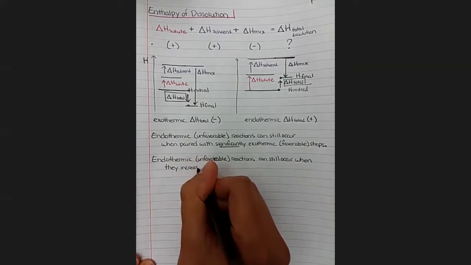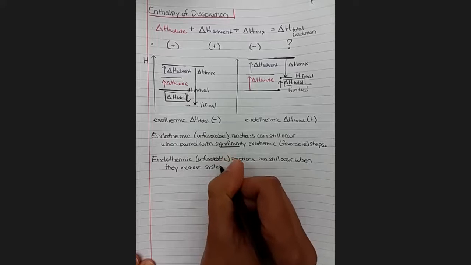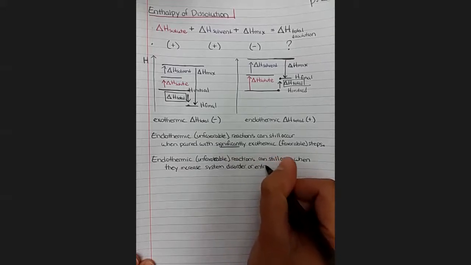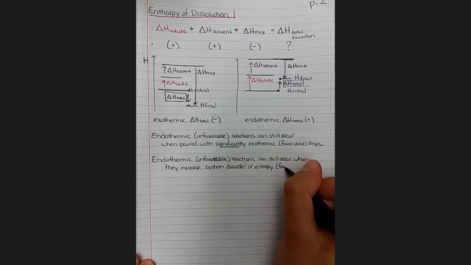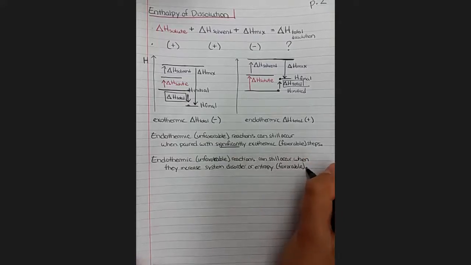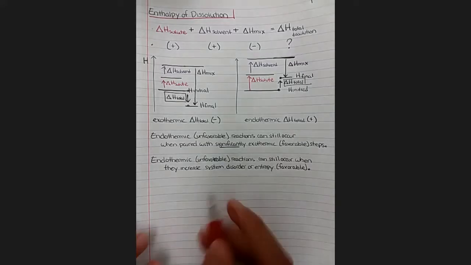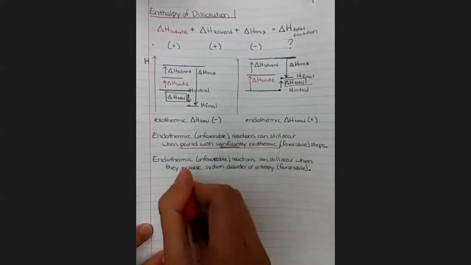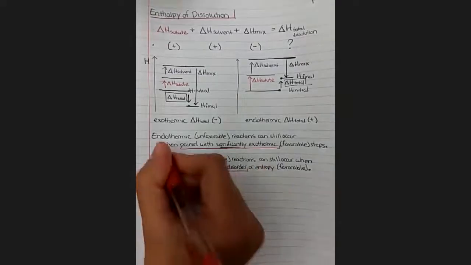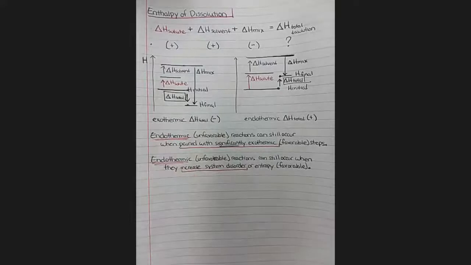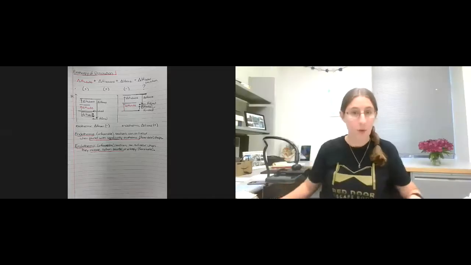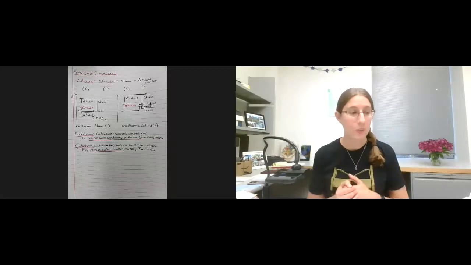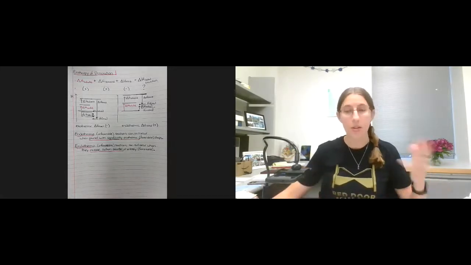When they increase system disorder, which is called entropy, this is a favorable state, and they can still happen. Okay, so our mechanisms here are pairing with something significantly exothermic or increasing the disorder. Those are the ways we can make endothermic steps more favorable. So that is what you need to know about the enthalpy of dissolution and the different steps of dissolution. In the next video, we're going to talk about solubility of one solute into a solvent.